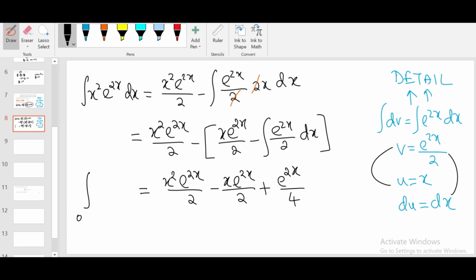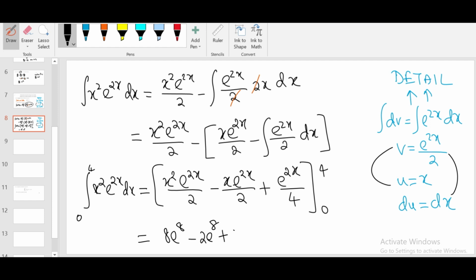This is where I include the limits. e power 2x dx is equal to, now we are going to sub in the limit 0 to 4. Sub in 4 in the place of x first. 4 square 16 by 2 is 8 e power 8. 4 over 2 is 2 e power 8 plus e power 8 by 4 when you sub in the upper limit.